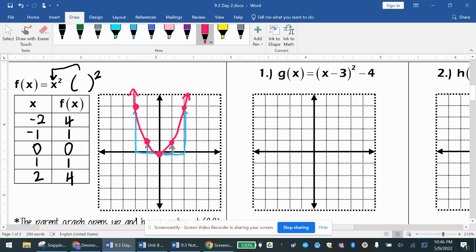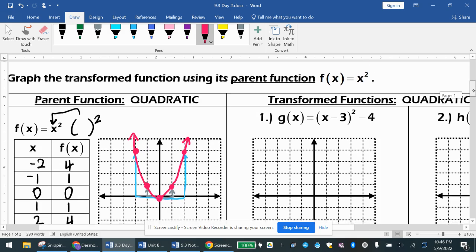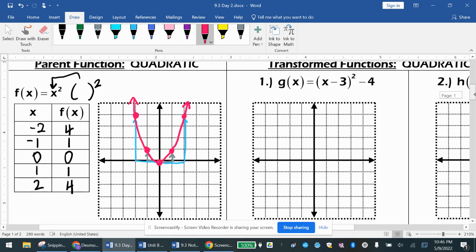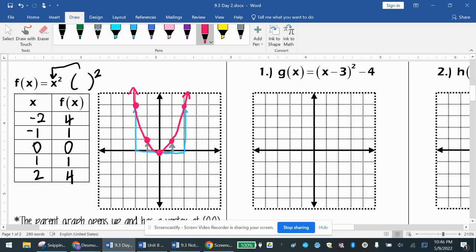All right, so this is a transformed function, which means that it could be reflected or shifted. So since the value in front of the parentheses is 1, there's no reflection over the x-axis. So that means that this parabola opens up, because the value in front of the parentheses is positive.